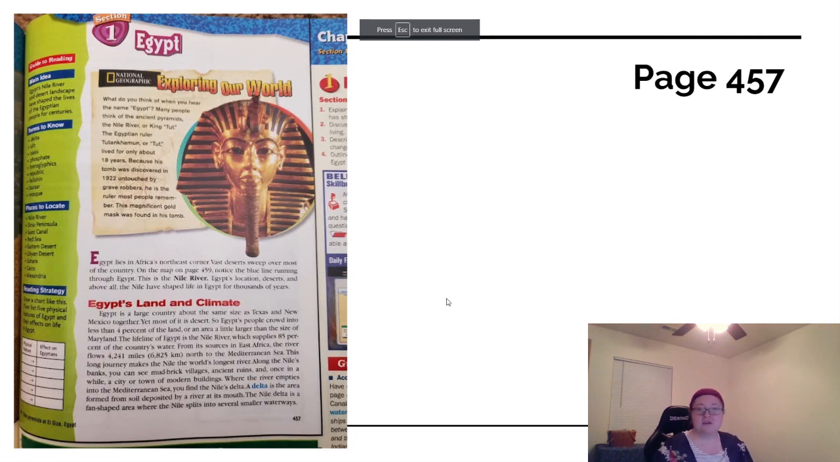Okay, so go to page 457 in your book, and we will begin reading there together. About Egypt's land and climate. Egypt lies in Africa's northeast corner. Vast deserts sweep over most of the country. On the map on page 459, notice the blue line running through Egypt. This is the Nile River. Egypt's location, deserts, and above all, the Nile have helped shape life in Egypt for thousands of years.